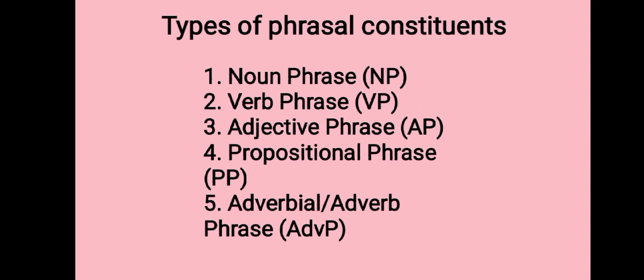Types of phrasal constitution. Number 1, noun phrase, NP. Number 2, verb phrase, VP. Number 3, adjective phrase, AP. Number 4, prepositional phrase, PP. Number 5, adverbial or adverb phrase, AdvP.